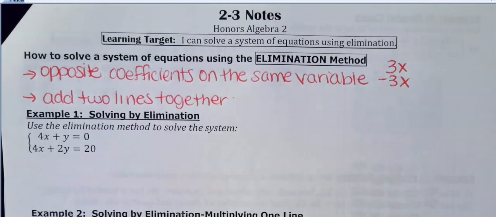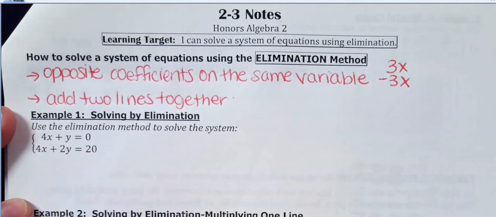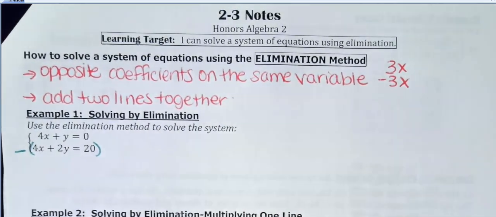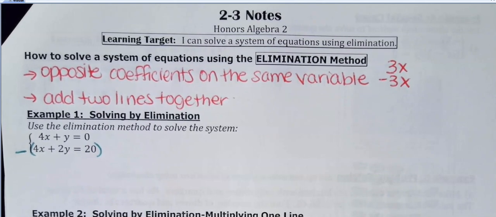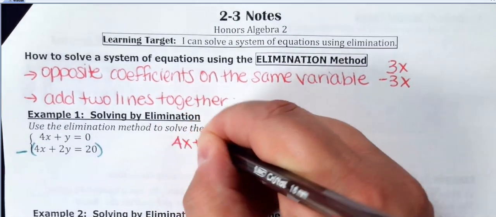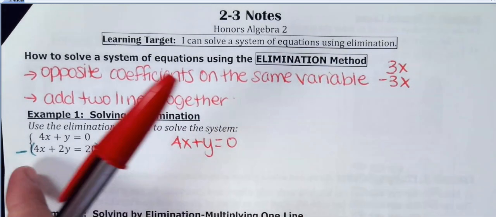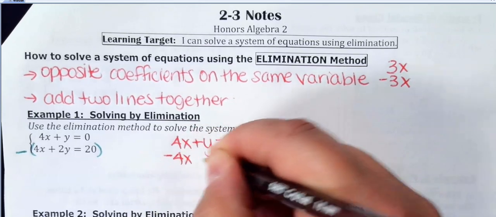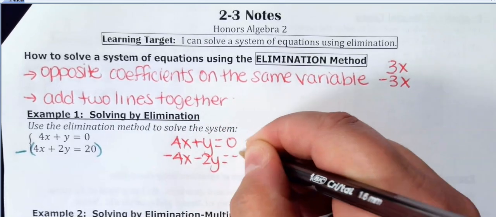So if I look at this very first system here, I immediately notice both of my x's have a 4 on them. So I'm thinking, okay, that's good. What I would recommend here, and it doesn't matter which one, you could do it for either one, is to run a negative through one of those equations. I'm just going to do it in the second equation. I'm going to multiply everybody by -1. That creates a system where my coefficients on the x's are opposite. Everybody just changes sign, so it's going to be -4x minus 2y equals -20.